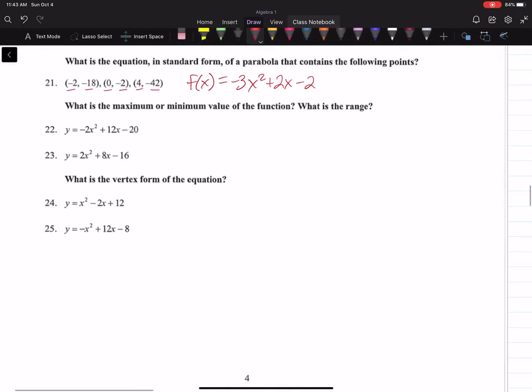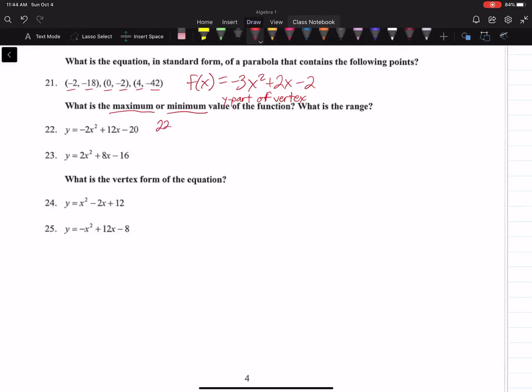22, 23, it says what is the maximum or minimum value of the function? And then it asks what is the range. So to do these, all we're doing basically is finding the vertex, okay? And the maximum or minimum is the y part of the vertex. So don't forget that. Y part of the vertex, okay? So we need to find the vertex.